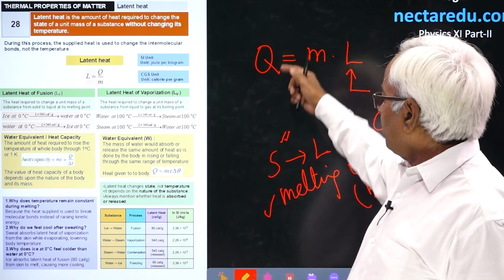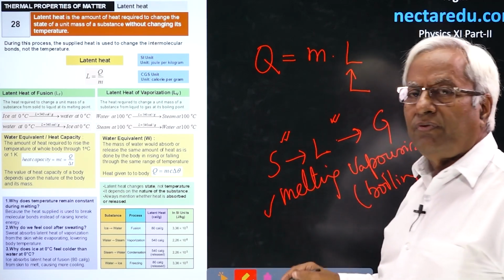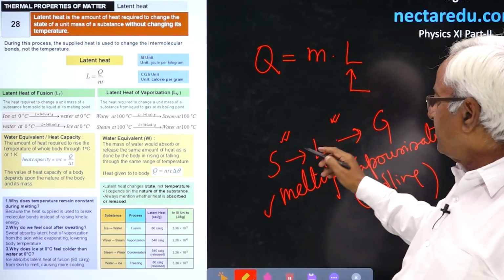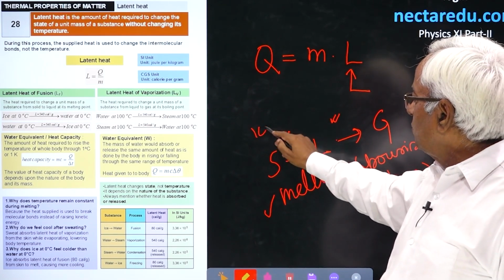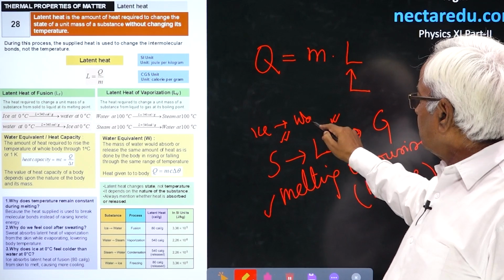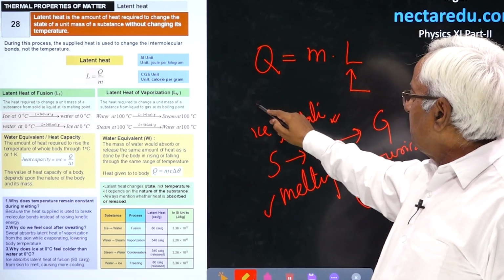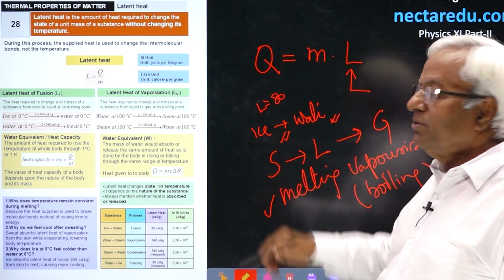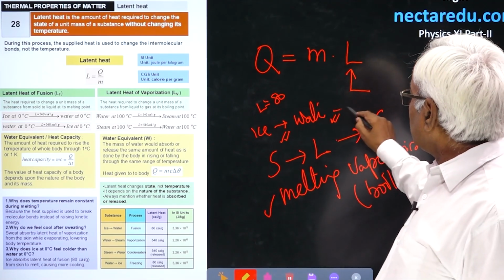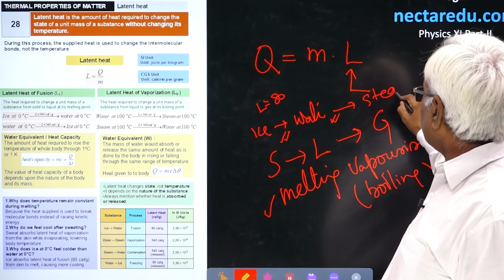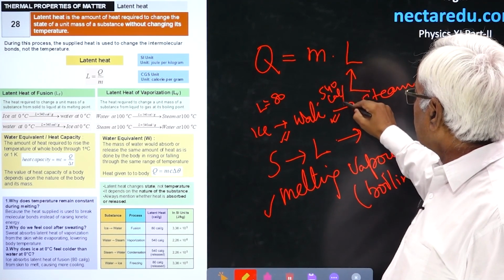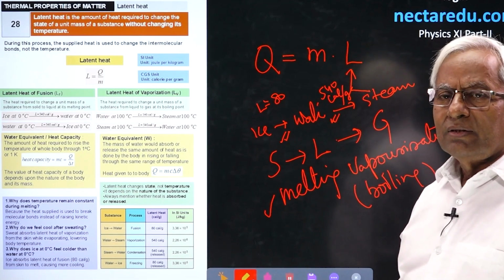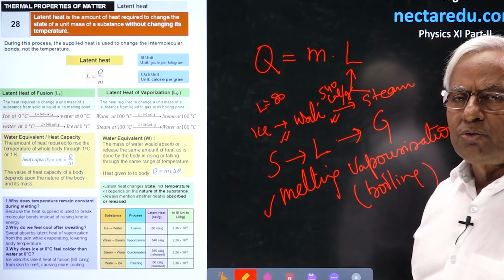You see, if we consider the states of water, solid, liquid, gas, that is ice, water and steam, then ice to water, latent heat of melting, is 80 calorie per gram, and water to steam, latent heat of vaporization, is 540 calorie per gram. Remember, the reverse is equally true.